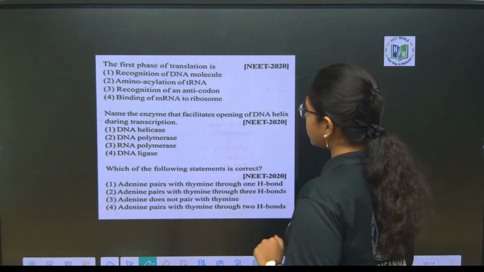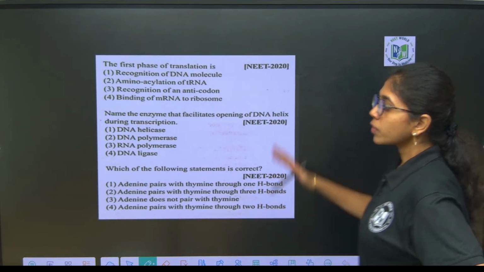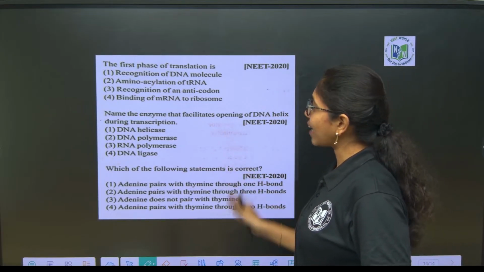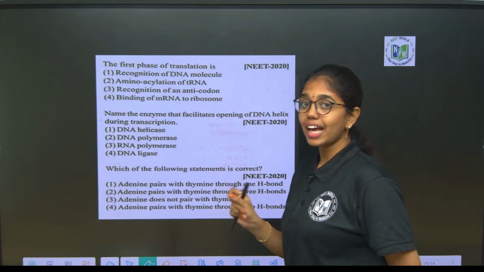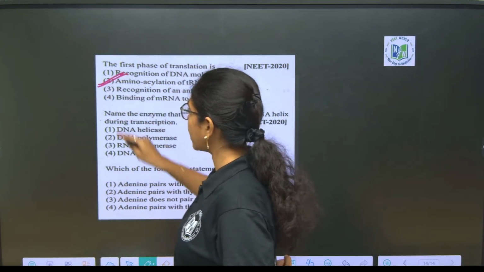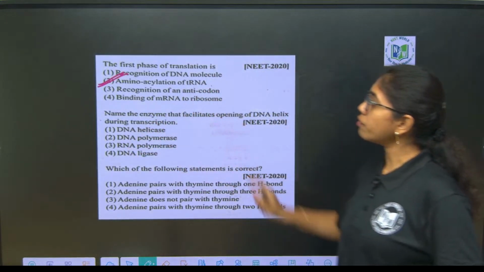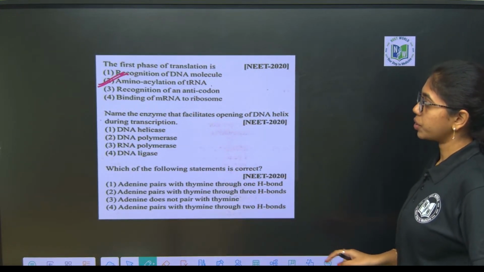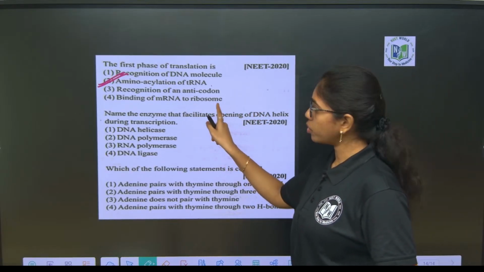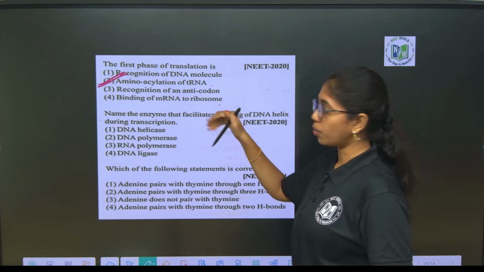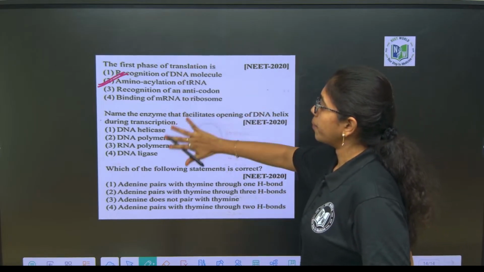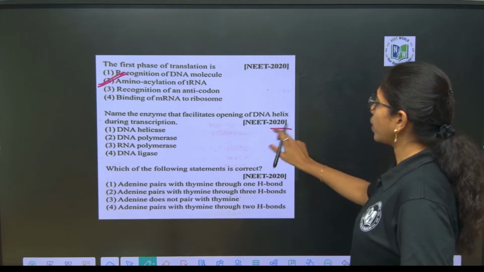Last questions of today's session. Look into that carefully. The first phase of translation is what? First tRNA should get charged. That is called as what? Amino acylation of tRNA. This is the first step of translation. Okay. And then binding of mRNA to ribosome and third will be recognition of anticodon. The very first step is what? Amino acylation of tRNA.